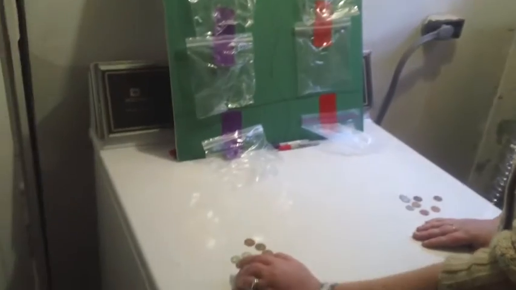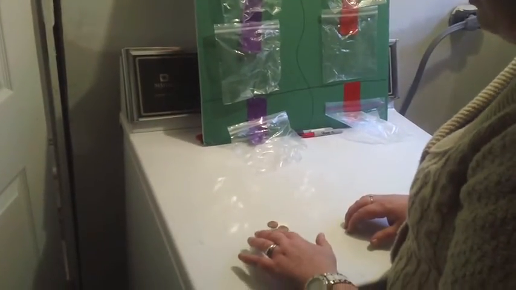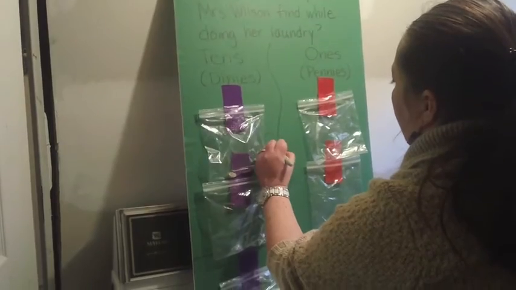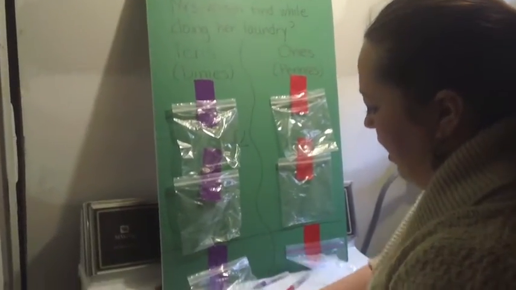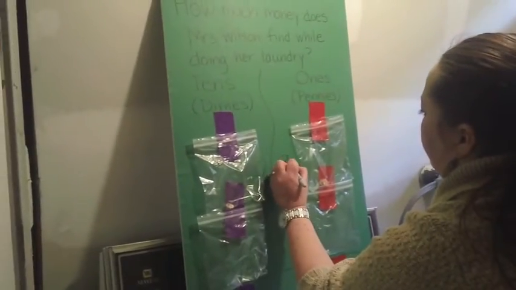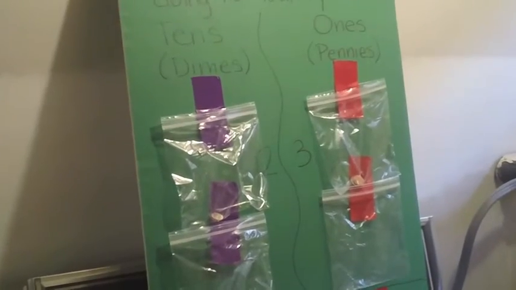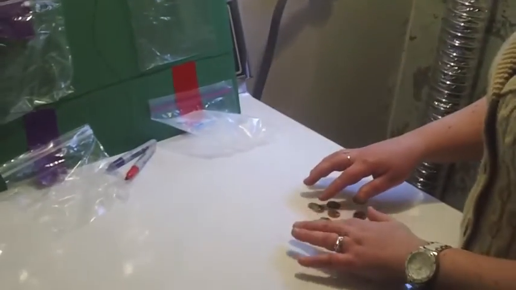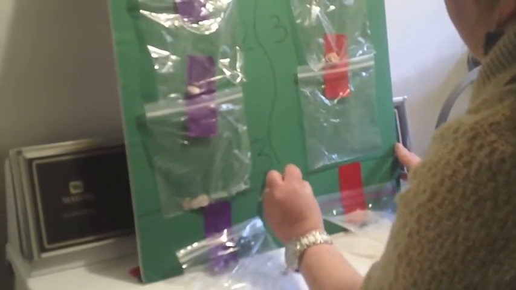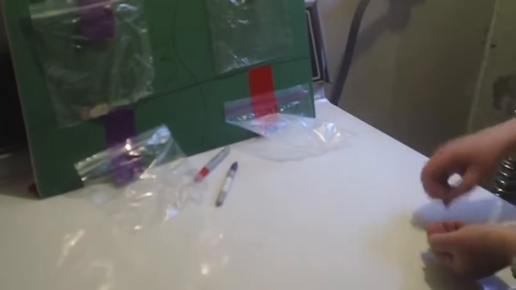So I have, in the first set, I found 2 dimes, or 20 cents. And I found 3 pennies, or 3 cents. And in the second pair of pants, I found 1, 2, 3 dimes, or 30 cents. And I also found 1, 2, 3, 4, 5 pennies.